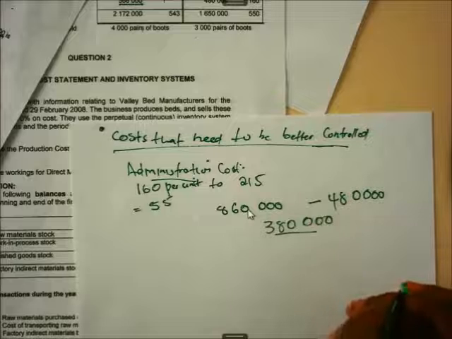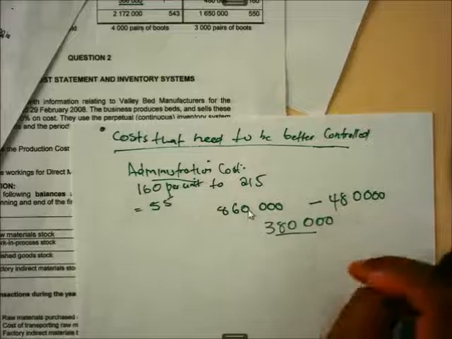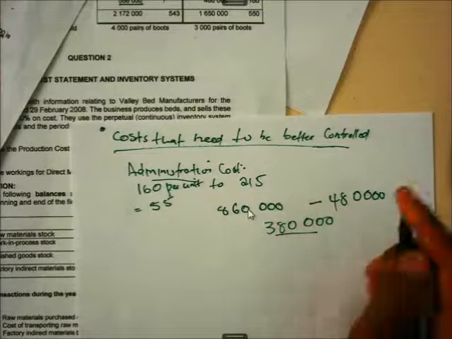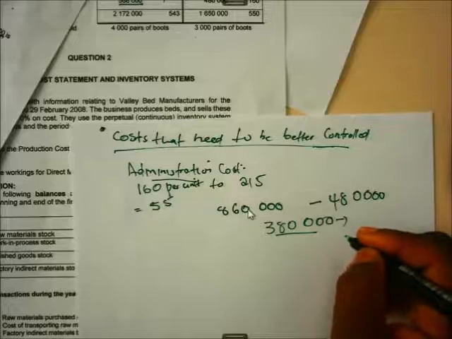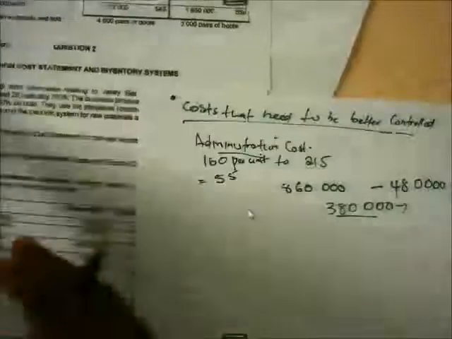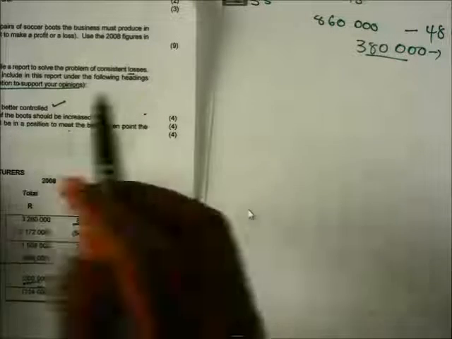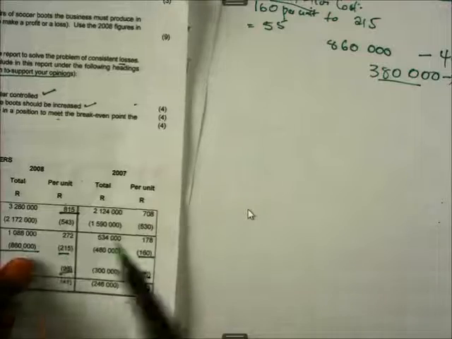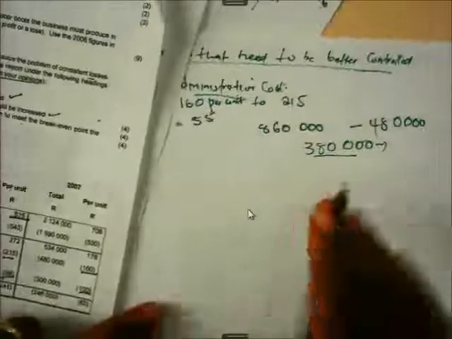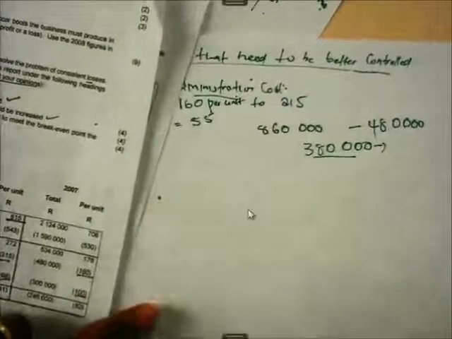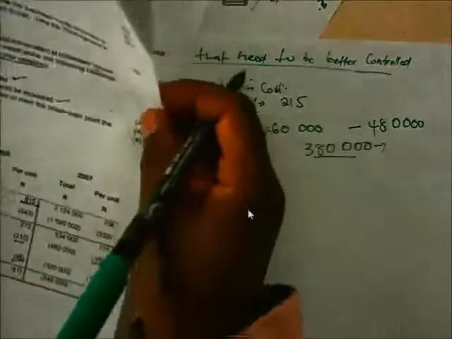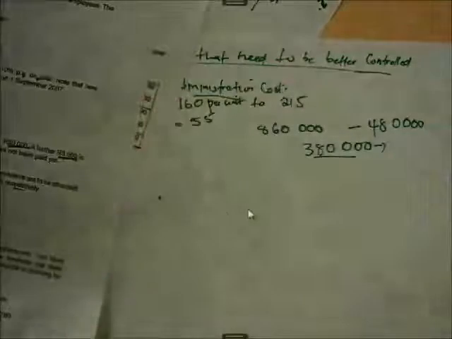When you show the calculations, you can say 860 minus 480, it increased by 380, which is a lot of money. Now another question. It says whether or not the price of the goods should be increased. When you want to increase the price of your product, you must check the price of your competitors. Let's look for the price of the competitors.